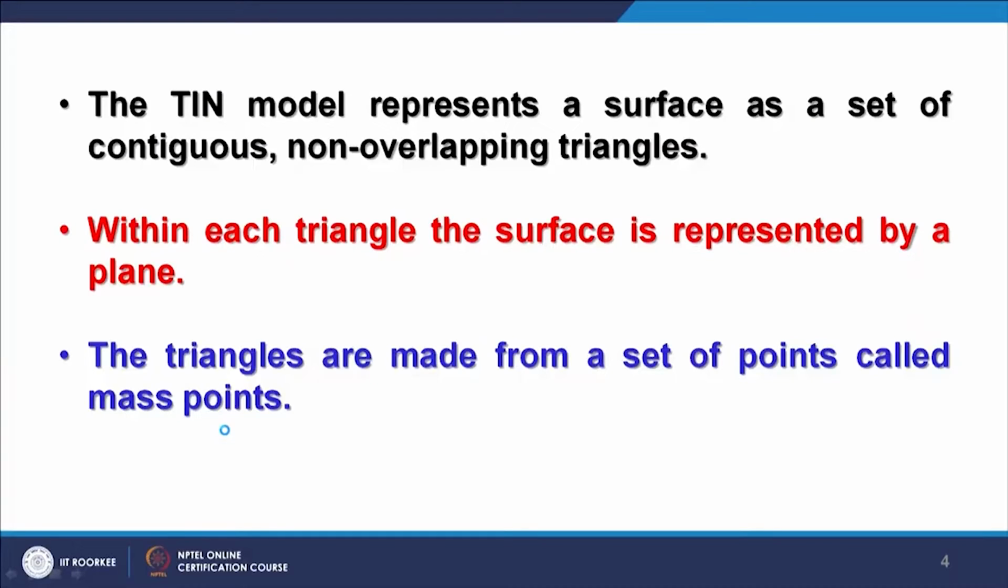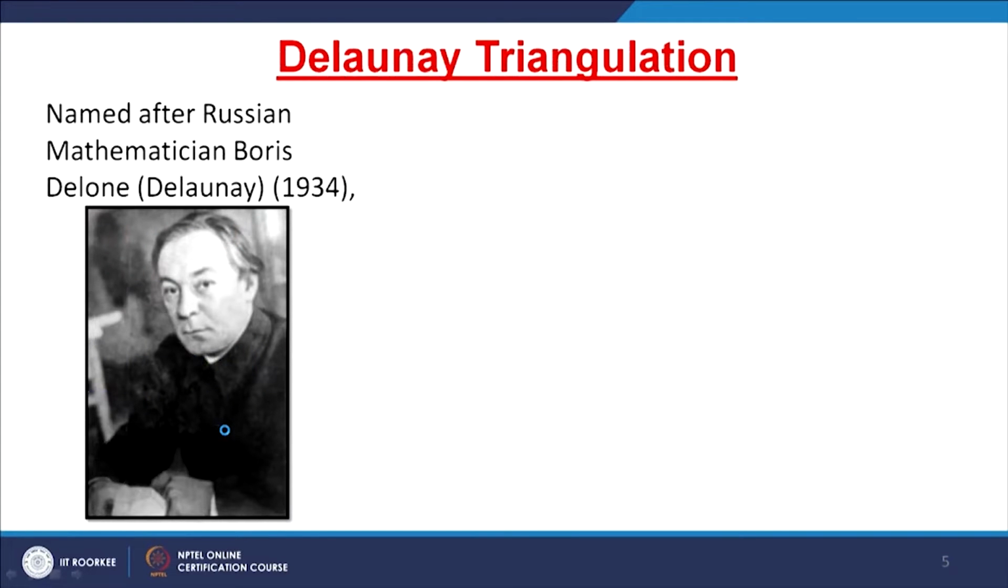And each triangle is represented by a plane, or a facet as we also call it. Within that facet you may have little variations, especially about the information about slope, and of course, aspect would be fixed, for that we will see quite soon. Now, triangles are made from a set of points and that is called mass points, because the input is always data.